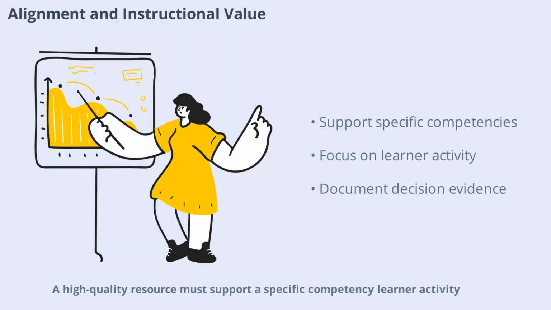A high-quality resource must support a specific competency, learner activity, and assessment evidence. It's not enough for a resource to be engaging or entertaining. Sometimes, fun materials encourage guessing or passive watching rather than deep thinking. The real test is what learners actually do with the material. Teachers should always document the reasons for their choices and the evidence supporting them, making resource selection an accountable instructional process.